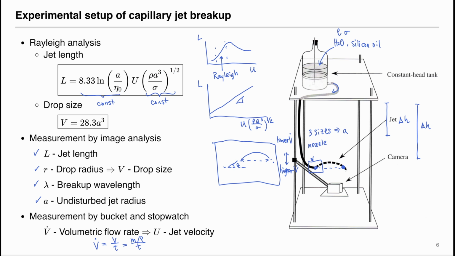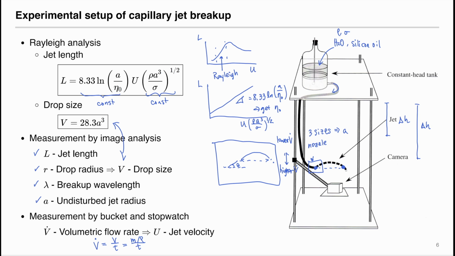And the slope of this graph would be equal to 8.33 times the log of a divided by eta naught. And we already know a, so we can solve for eta naught, the initial disturbance. Because we know a, we can also calculate the theoretical drop size determined by Rayleigh and compare it with the drop size that we determined from image analysis. Compare theoretical and actual drop size.